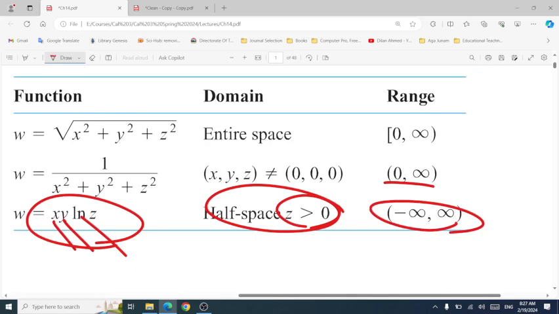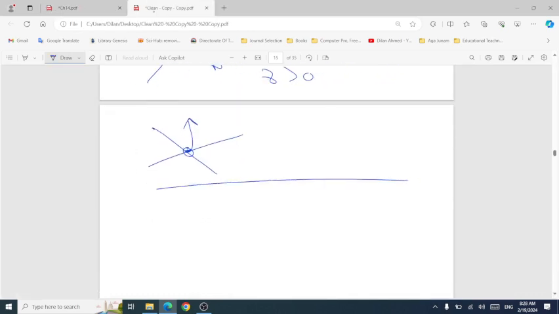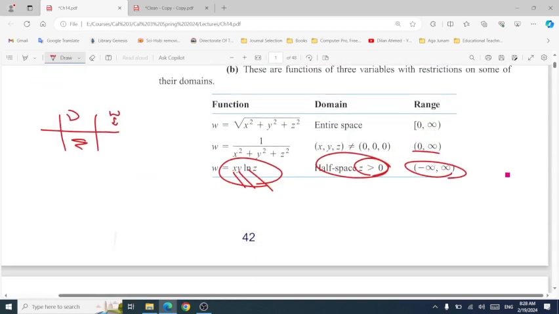That's why I say review. You need to review e, ln, just simple things. Square root, absolute value, just simple. Just look at them, think about domain and range. Sine, cosine. It's not hard for you, of course.